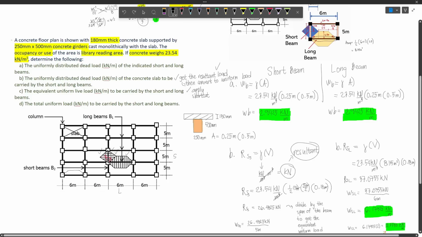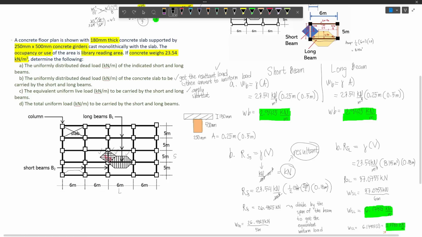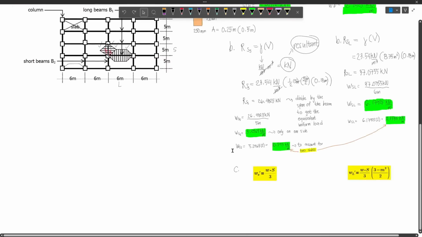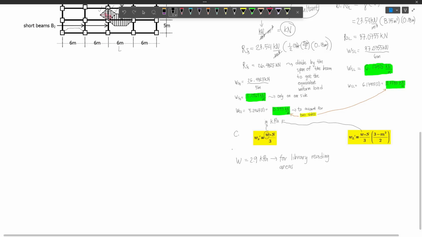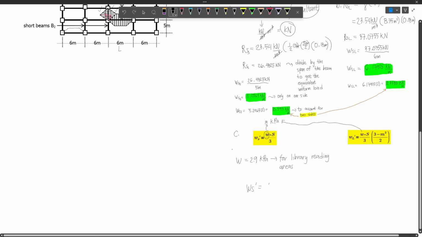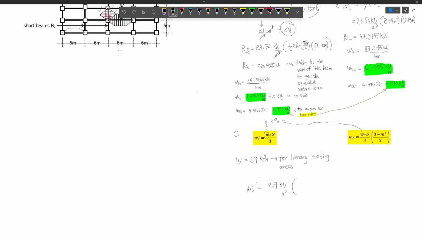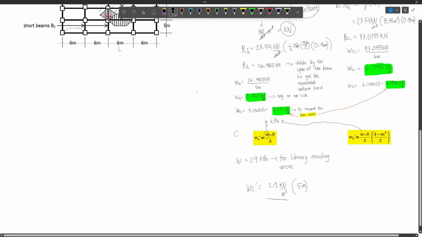However, hindi pa given yung intensity for library areas. Now, this should be 2.9 kPa. This is from NSCP. And so, ilalagay natin to dito. So, our W, again, this is in kPa. Itong dalawa. Our W is 2.9 kPa for our libraries. So, ito na yan. So, for our WS prime, we have 2.9 kPa or 2.9 kN per m squared multiplied by S and then divided by 3. So, our S is 5 meters. So, this is 5m. And then we will divide this one by 3.